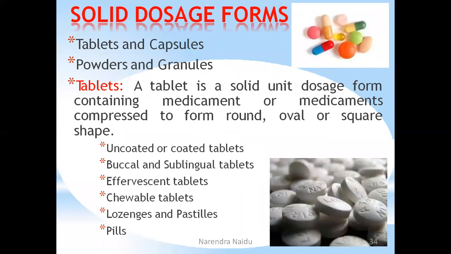So those are about the semi-solid dosage forms and biphasic liquid dosage forms. And now we will see solid dosage forms. So these you know very well: solid dosage forms, mainly tablets, capsules, powders and granules.